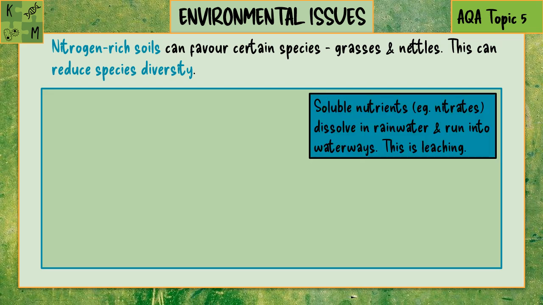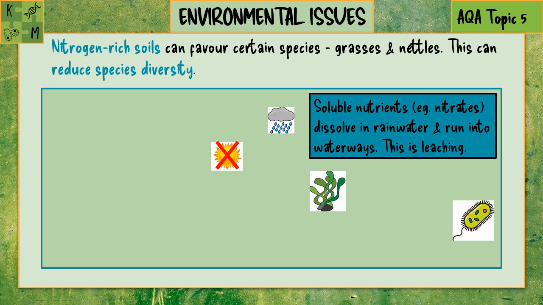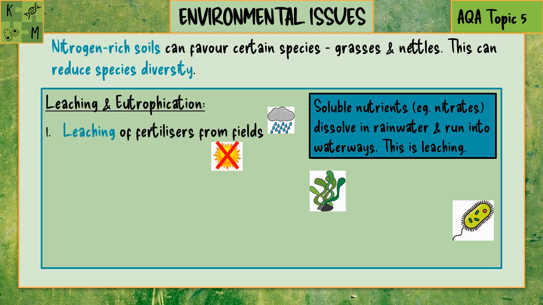The second problem is the main one that you will need to talk about. So this is leaching and eutrophication. So those fertilisers that have been added to the farmers' fields, some of the nutrients within that will dissolve within the rainwater and run off into waterways. So this is what we mean by leaching, and it can lead to eutrophication. So we have, first of all, the leaching of the fertilisers from the fields, running off into waterways.